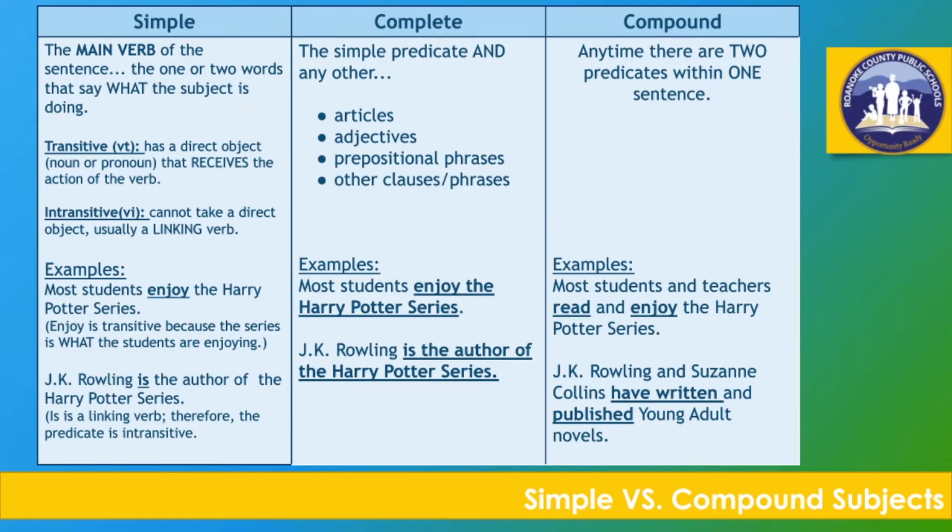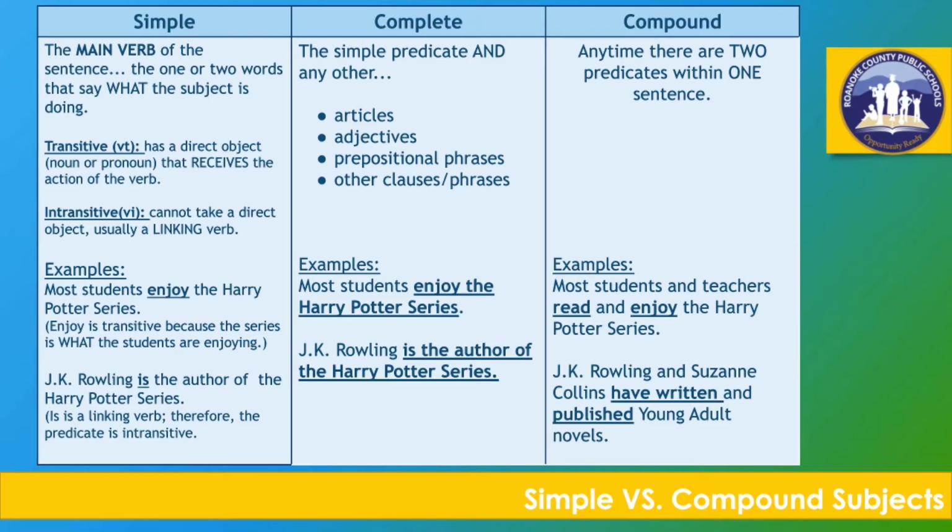So my example, most students enjoy the Harry Potter series. I've got the word enjoy there as my main verb or my predicate. And it's transitive because we can say what they're enjoying. They're enjoying the Harry Potter series. J.K. Rowling is the author of the Harry Potter series. Is here is a linking verb. So it is an intransitive predicate, or an intransitive verb.